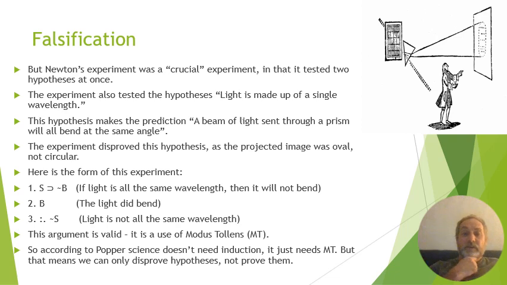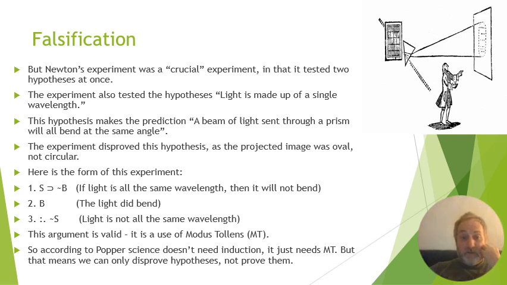But interestingly, Newton's experiment is what we call a crucial experiment. It tested two hypotheses at once. The experiment also tested the hypothesis that light is made up of a single wavelength, because that hypothesis also makes a prediction about what would happen. If the light is only made of a single wavelength, then a circular beam will stay circular, because it's all going to bend at the same angle. So in testing his own hypothesis, he also tested the opposite hypothesis, basically.